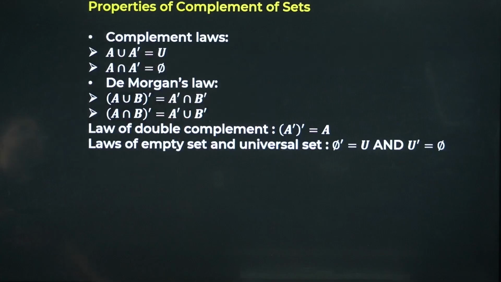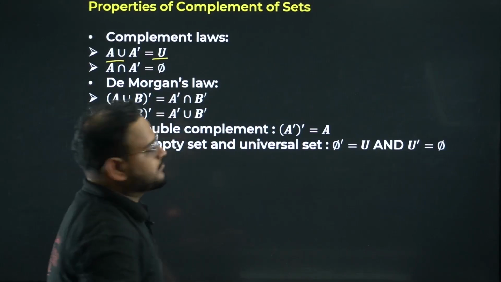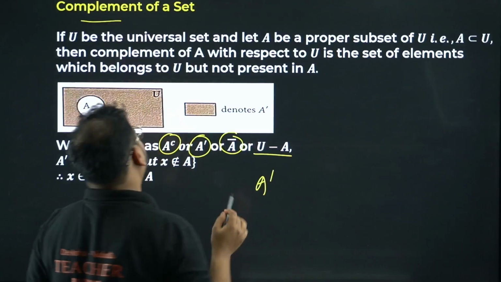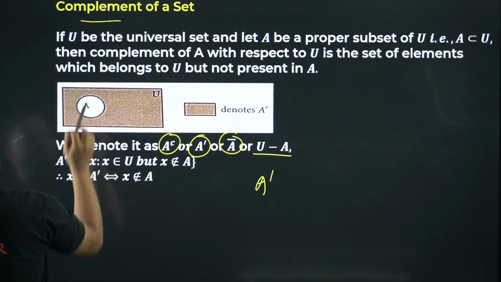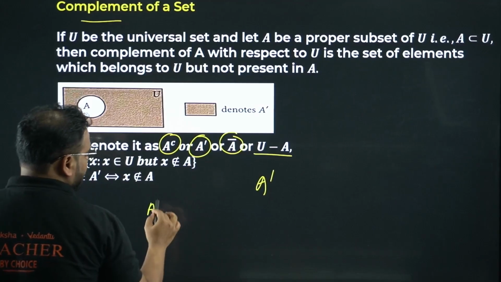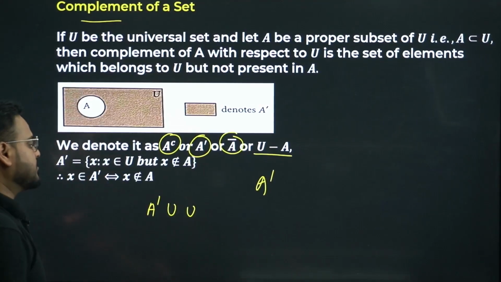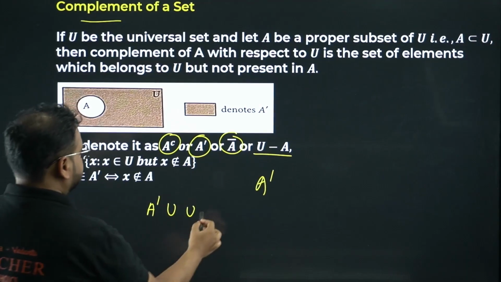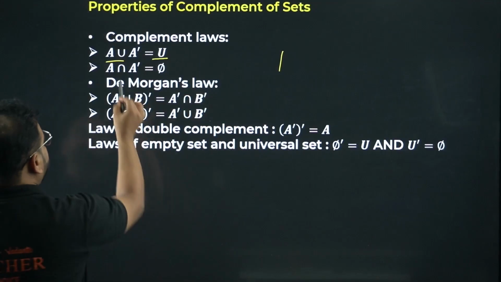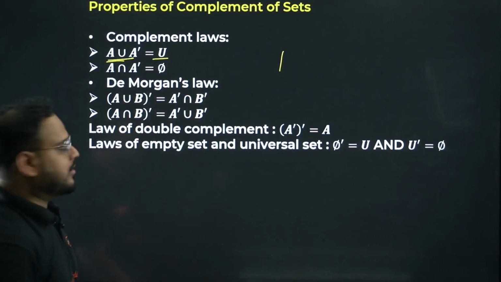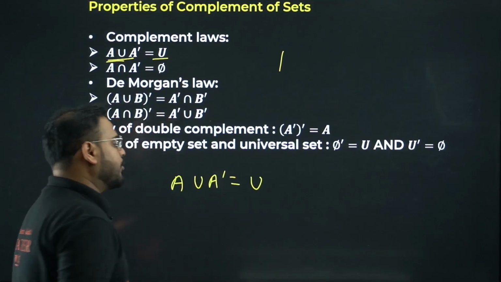Moving on, properties of complement. A union with A bar will become U only. This is A complement, so you have to remove this part. If you take the union of A complement with the universe, the answer will become simply U. This is a different thing: A union with A complement will be simply U only.